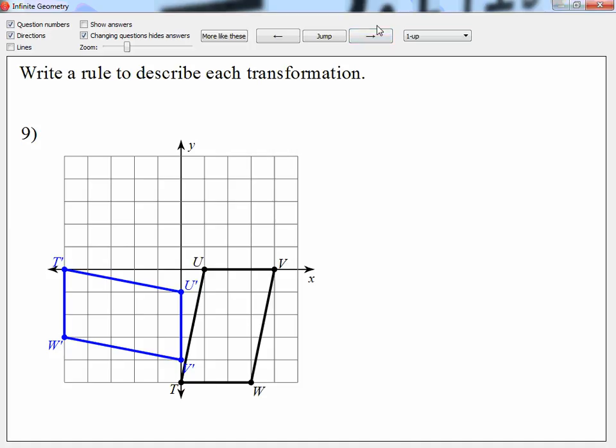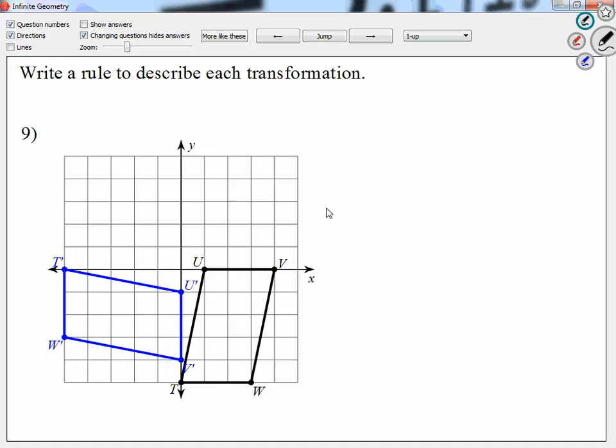Write a rule to describe each transformation. If you can see it, you can see what happens and just write it. If you cannot see it, follow a point. I will not follow U, V, or T because on one of the values, on the coordinates, one of the values is 0. So I cannot tell whether the 0 changes signs or not. A good point to follow will be W, because that one doesn't have a 0.